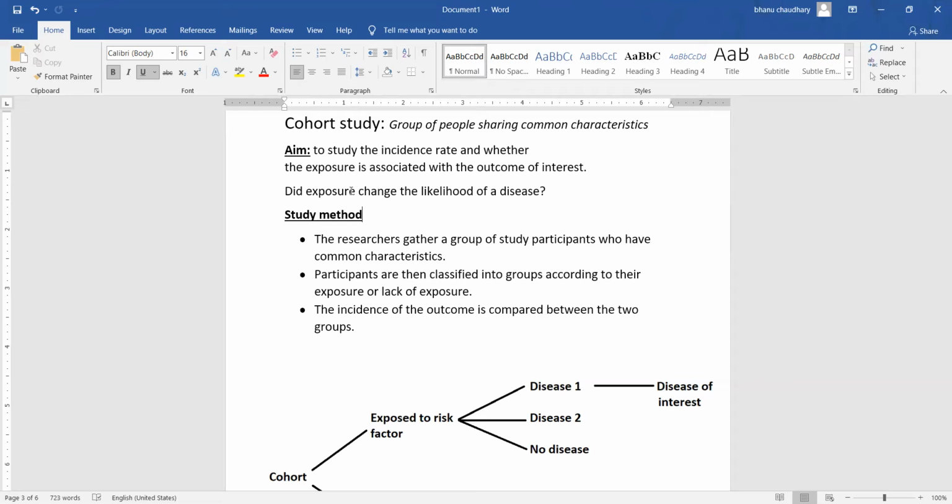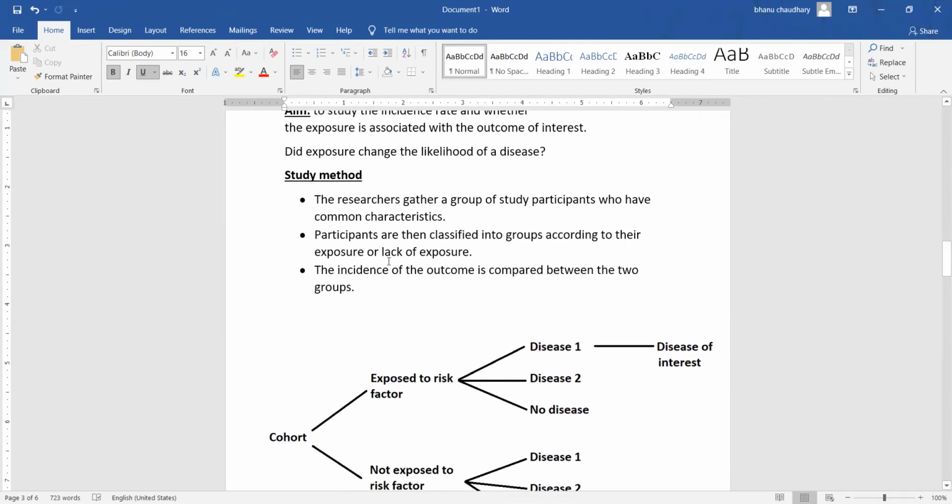So what is the aim of a cohort study? The aim of the cohort study is to determine the incidence rate of a certain disease, which is the first thing. Second, you want to determine whether a risk factor is causing the outcome or not. Whether the exposure to the risk factor is causing the disease or the outcome or not. And you can also check, did the exposure change the likelihood of the disease? Did the exposure I'm giving to the patient change the likelihood of having a disease or not? You can determine all these things with the help of a cohort study.